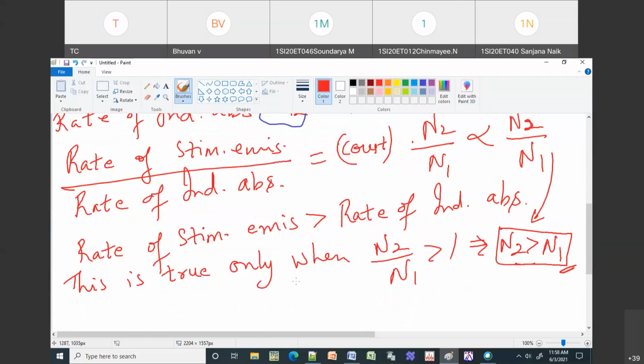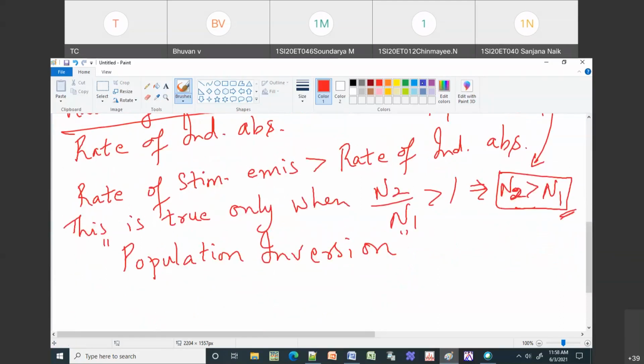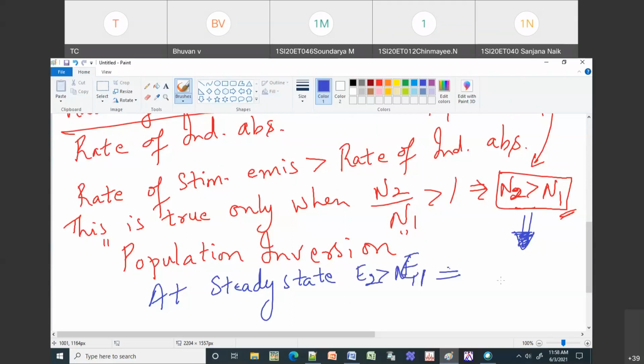So this is known as what we call as a population inversion. Okay, so what is population inversion? It is a state where the number of particles or the number of atoms in higher energy is more than the number of atoms in lower energy. Okay, but in principle, if you go back and see that Boltzmann factor, we had derived an equation that would say, at a steady state, we know that E2 is greater than E1. So from that we had arrived at N1 is always greater than N2.